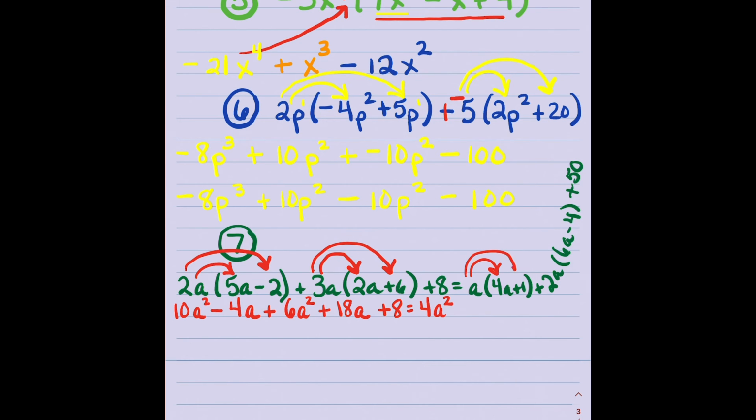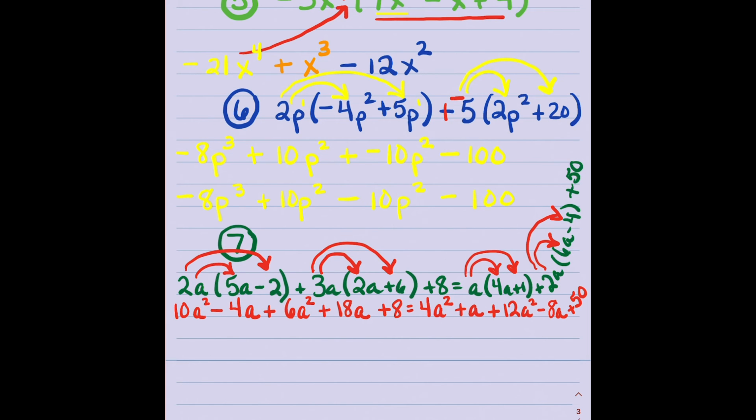okay, a times 4a is 4a squared. A times 1 is a, plus 2a times 6a is 12a squared. 2a times -4 is minus 8a. And then we'll keep the plus 50. I almost got it on one line.